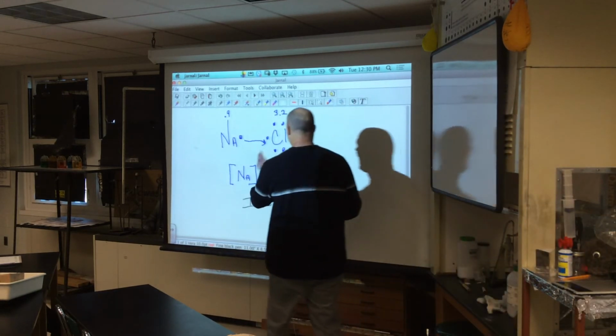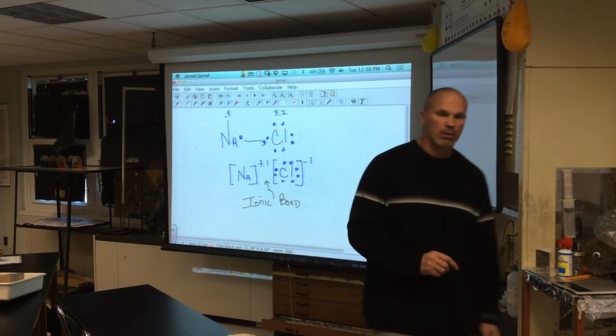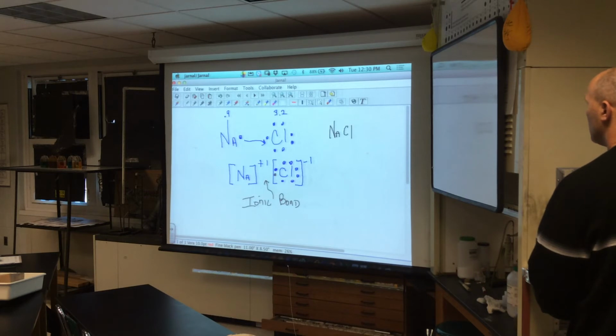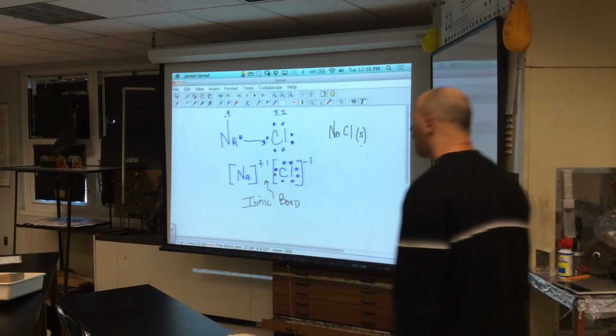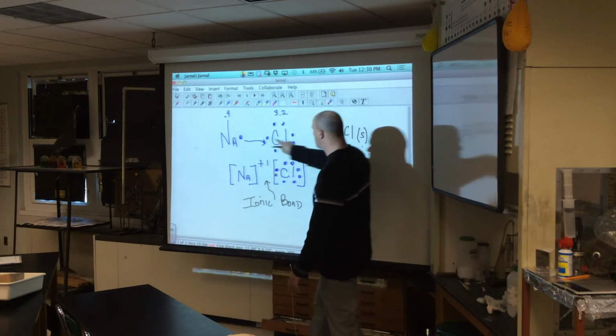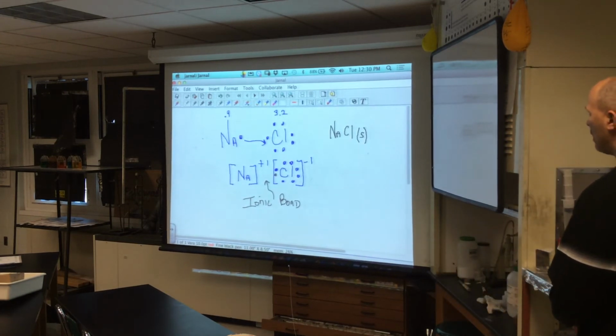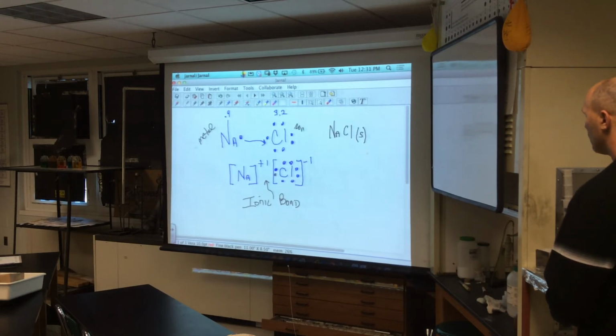Now, how do I write the formula? Formula is easy. The metal goes first. So we have sodium, and we write the nonmetal second, NaCl. And we also write something else. We write the phase. It's solid. Ionic compounds, which are from a metal and a nonmetal, from someone who loses to someone who gains, always result in ionic compounds.